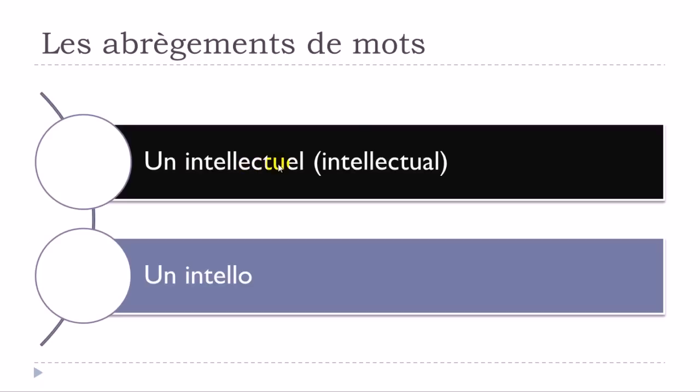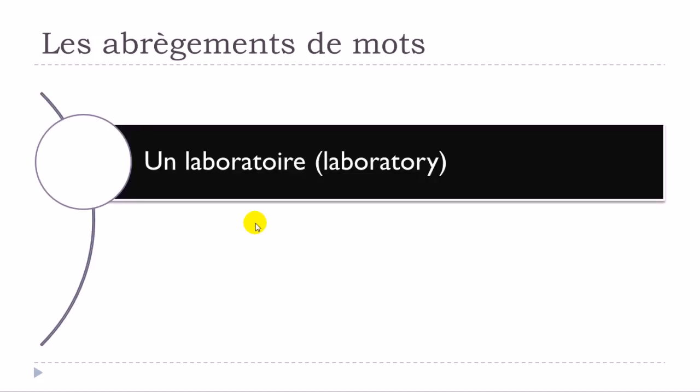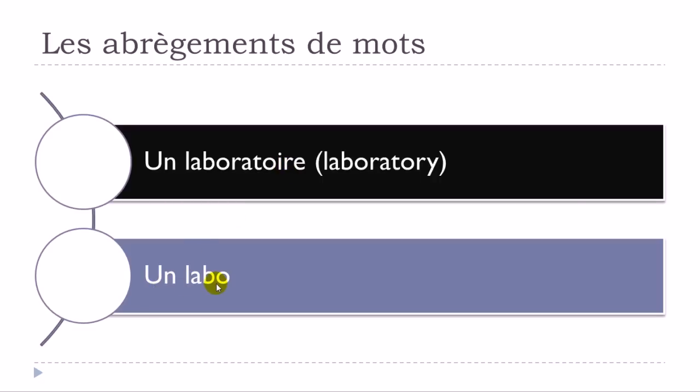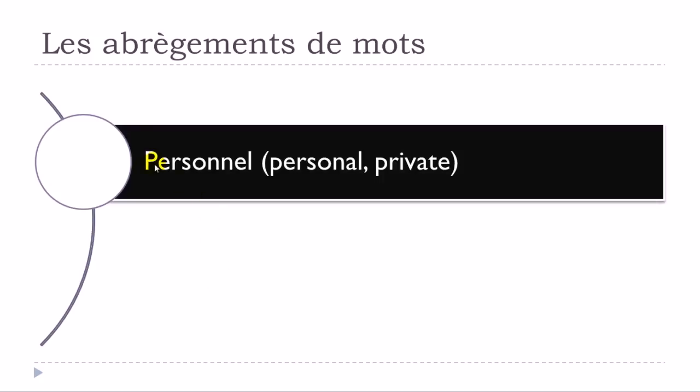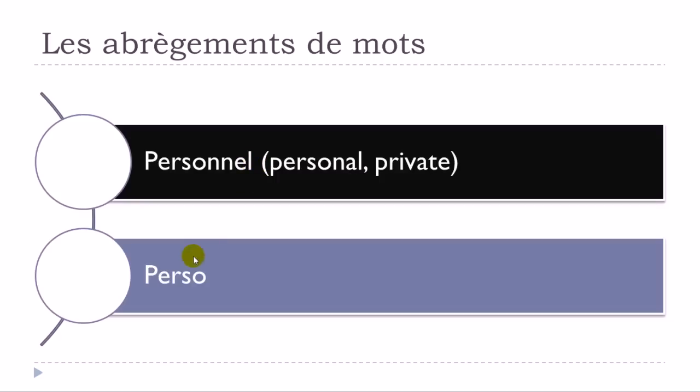Un intellectuel will become un intello. Okay, one more time, un intellectuel, un intello. Un laboratoire will become un labo. Personnel will become perso. Okay, one more time. Personnel, perso.